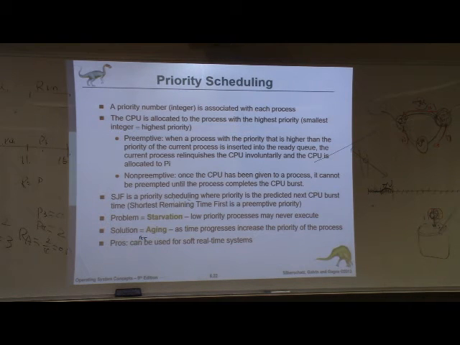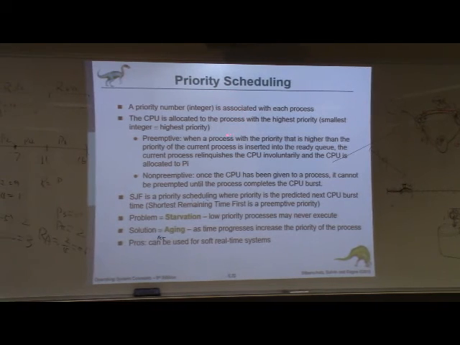So this is the priority scheduling. In priority scheduling, there are two types: preemptive and non-preemptive. We will see the example of that. However, any priority-based algorithm has the same problem. One is starvation. What is starvation? It depends on the priority.